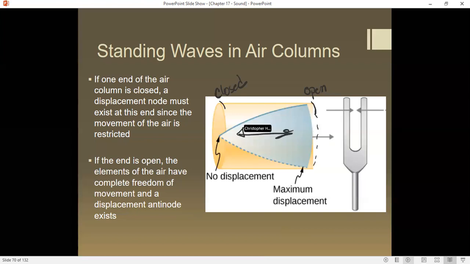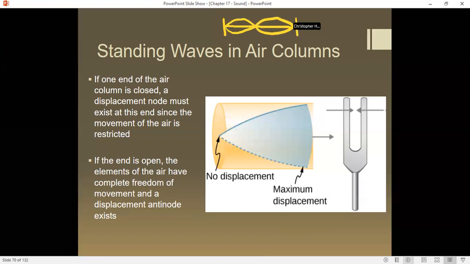Now, here's where it really deviates strongly from our wave on a string. If you remember our wave on a string, we had this wave bouncing back and forth. And as long as the wavelength was equal to twice the length divided by some integer value, like this is n equals 2, we could get a standing wave.